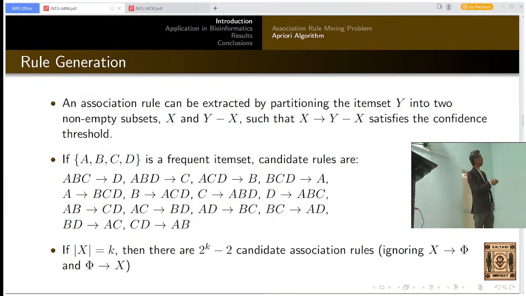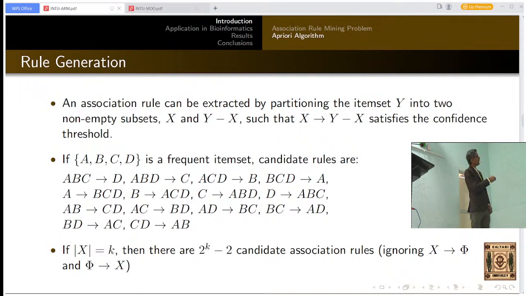Just for example, suppose ABCD. ABC is a subset, so we put ABC on the left-hand side and the remaining, that is D, on the other side. So this is one rule. Similarly, we have ABD implies C, another rule. We have ACD implies B, another rule. We have BCD implies A, another rule. So this is for subsets of size 3. Similarly, we repeat it for subsets of size 2, right?